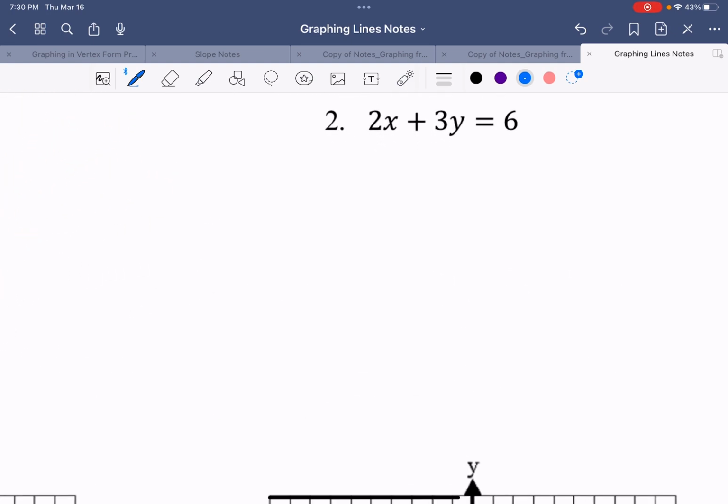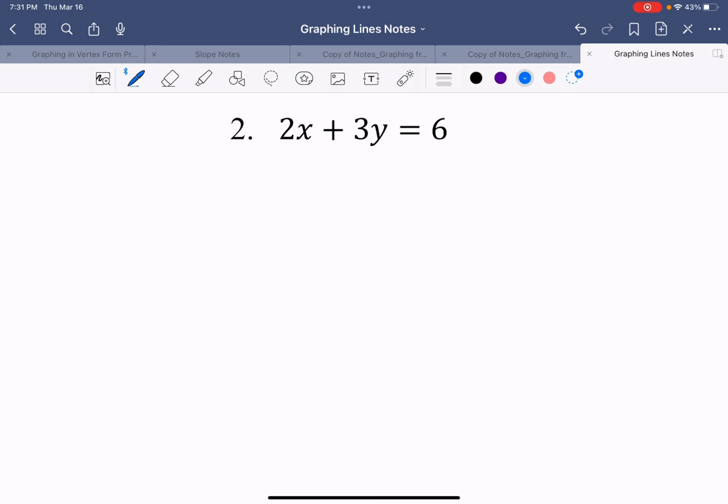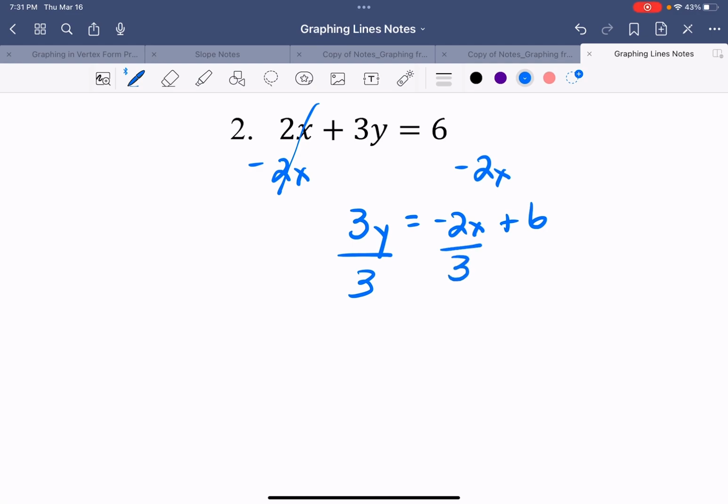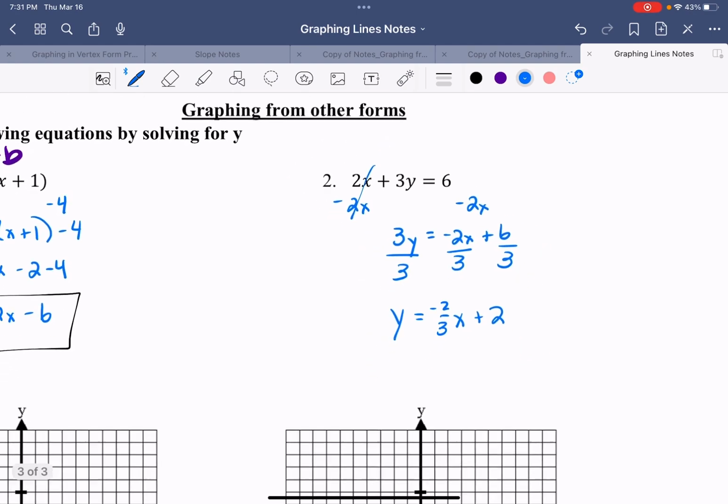All right, same thing for this one now. Ooh, not y = mx + b. So let's move things around. I want my 2x on the other side. Now I'm left with 3y, because these cancel out. 3y is equal to, I'm going to do my 2x first, plus 6. Ooh, but I still need to get rid of my 3. Divide by 3. My new equation for the line is y is equal to -2/3 x plus 2. So I now know my y-intercept is 2, and my slope is negative 2/3.